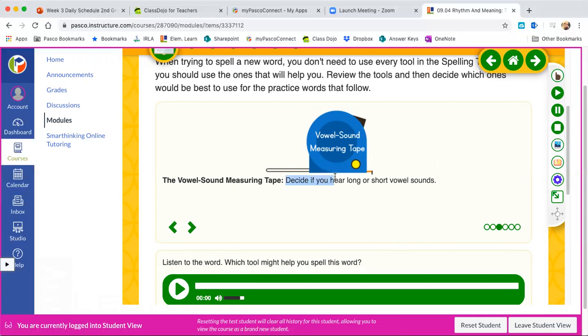This is important. We've talked about this a lot this year. Decide if you hear long or short vowels. Remember, the long vowel sound is when the vowel says its name. Good. And the short vowel sound is the other one. So the long A sound is the name of the letter A, which is just A. Yep. And the short A sound is a, like an apple.